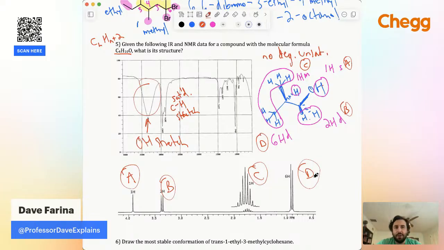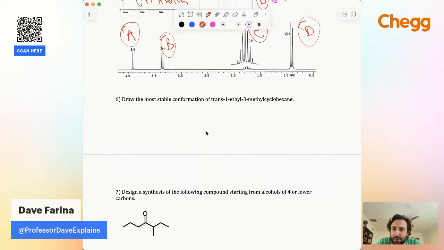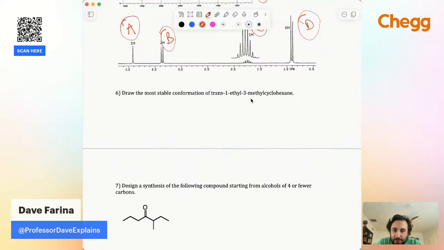Okay. Time for one more really quick, super fast. Draw the most stable conformation of trans-1-ethyl-3-methylcyclohexane. So let's draw 2 chairs. We'll draw both the chairs, and then we'll see which one is better. So there's one chair.